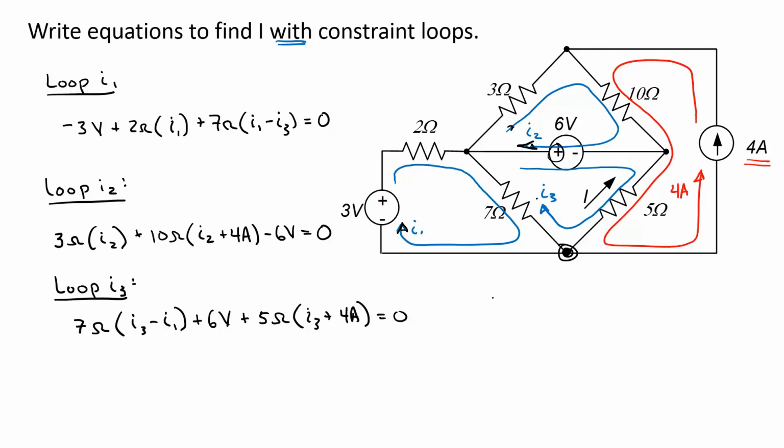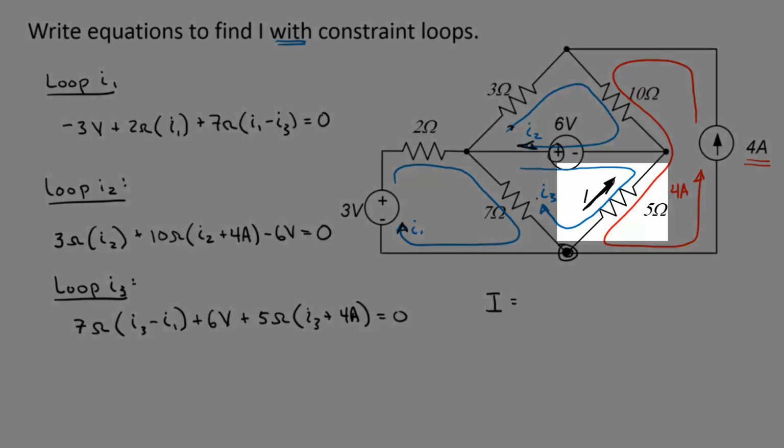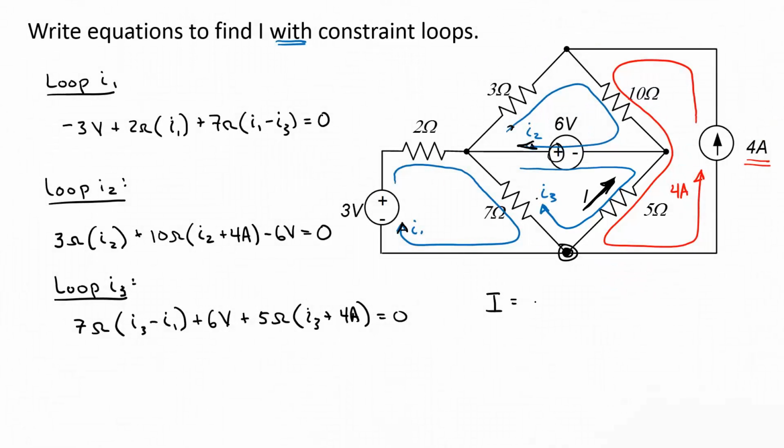Now I need an equation to give me the current I. I is positive in this direction, so it's in the opposite direction from I3. So I is going to be equal to the negative of I3. The other current that goes through this 5 ohm resistor is the 4 amp constrained current, which is also in the opposite direction from I. So I need a minus 4 amps for that as well. There are my 4 equations and 4 unknowns. I can solve those for I.